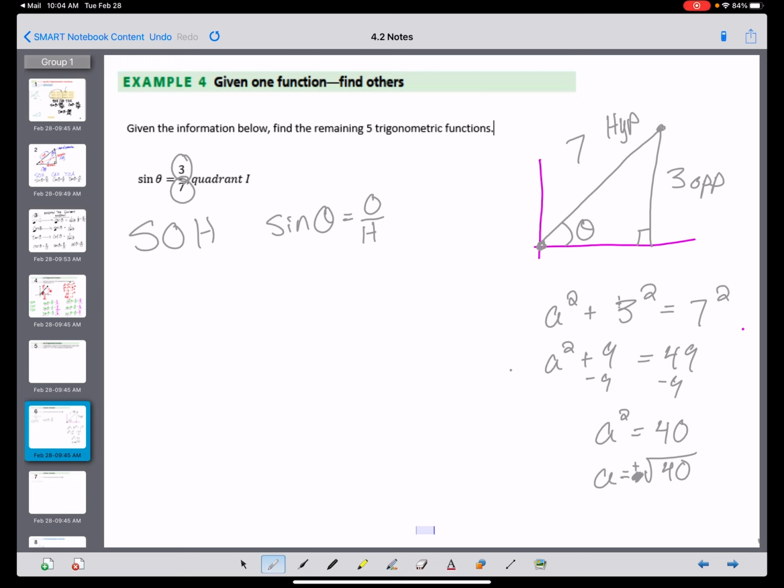And I'm just going to break it down because I know 40 is just 4 times 10. I do know the square root of 4 is 2, so I can bring a 2 out. The square root of 10, you can just leave it like that because 10 is just 2 times 5, and you can't take the square root of 2, and you can't take the square root of 5. So this should be 2 square root of 10. All right, so now we know the adjacent.